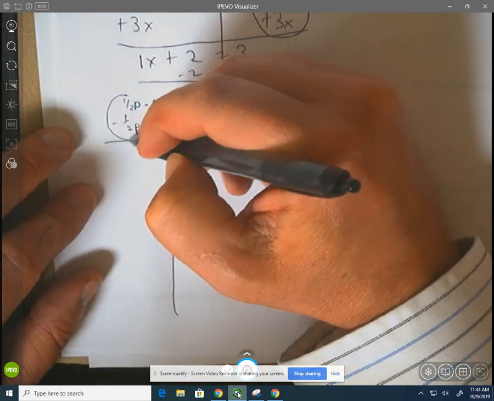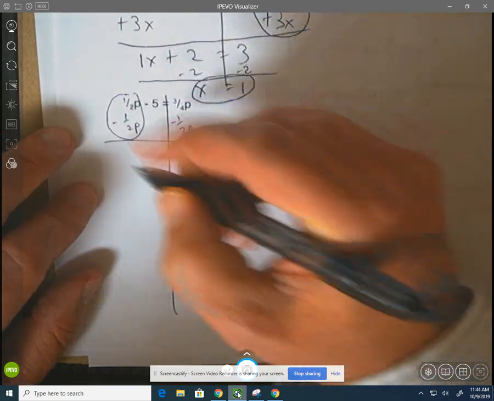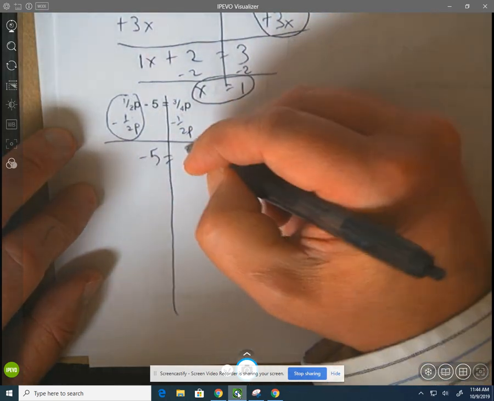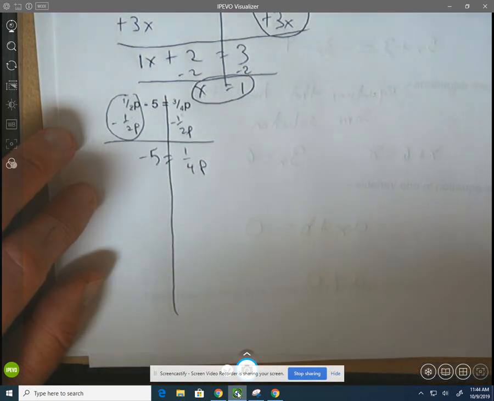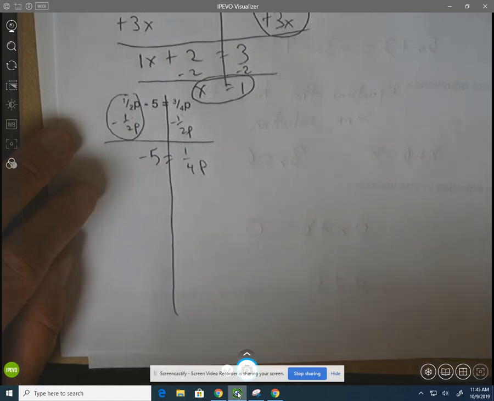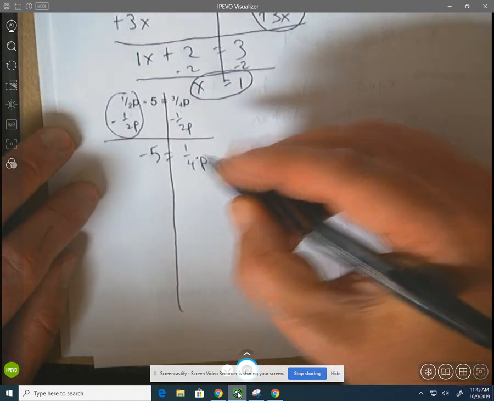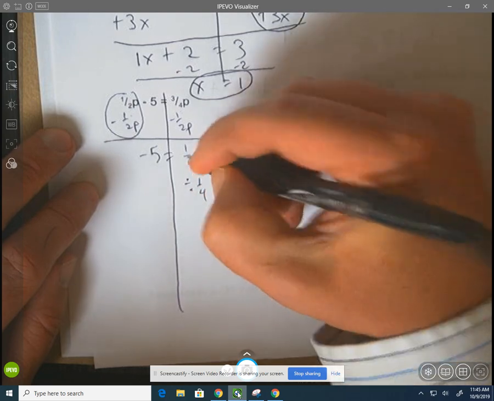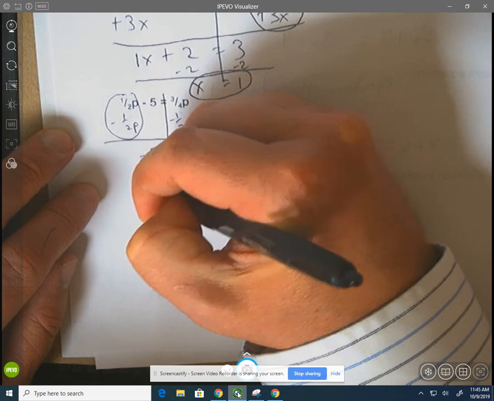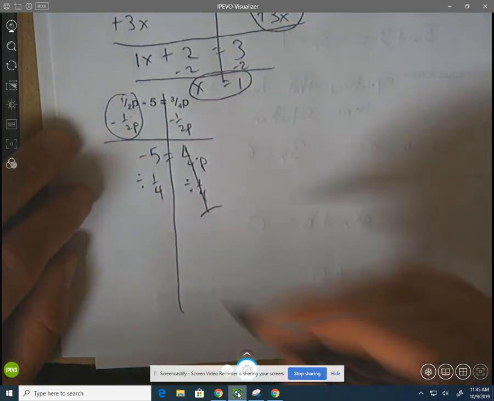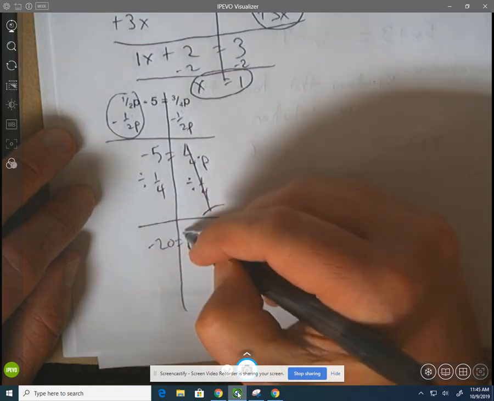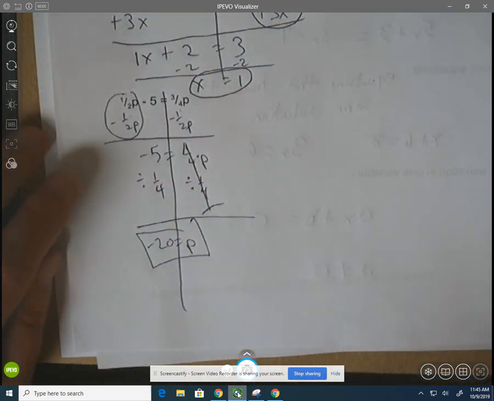1/2 p minus 1/2 p zeroes out, so I get 0 minus 5. I got negative 5, and 3/4 p minus 1/2 p. You can use your calculator. You guys might be able to do that one in your head. That's 1/4 p. And now I'm ready to get p by itself. This is multiplication, so I want to divide by 1/4. That'll make that 1, and that's perfectly okay as long as I come over here and divide by 1/4. So I get negative 20 equals p, or we could read that p equals negative 20.